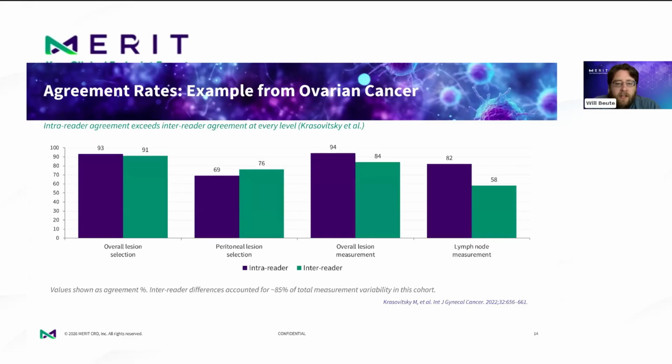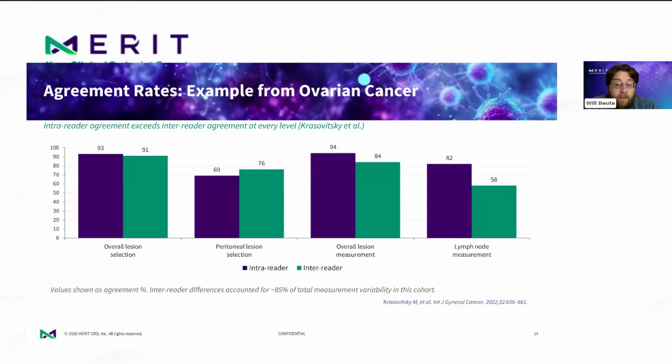This chart makes that concrete using ovarian cancer data from Krasovitsky and colleagues. For each category, the purple bar is intra-reader agreement, and the green bar is inter-reader agreement. What you see generally is that intra-reader agreement usually exceeds inter-reader agreement at most levels, except for lesion selection, peritoneal in this case. Overall lesion selection, overall lesion measurement, and lymph node measurement.